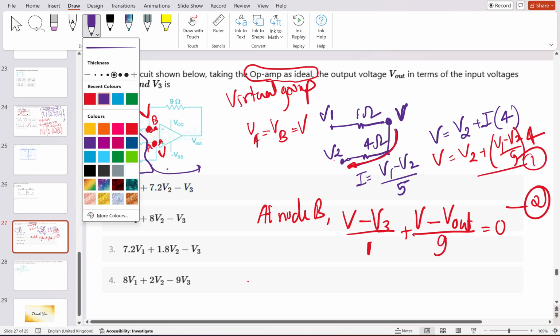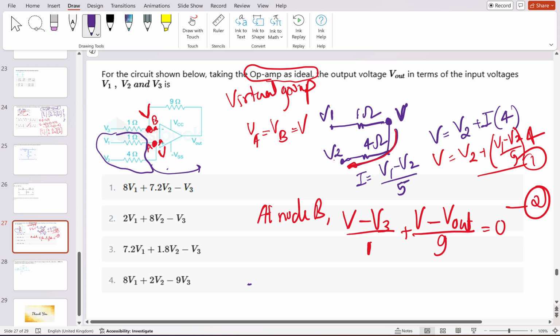So whatever the unknowns are, what is being asked? It is asked that V output. So V is the unknown here. But you know from the first equation the value of V in terms of V1 and V2. Put the value of V here. You will get V output as a function of V1, V2 and V3.